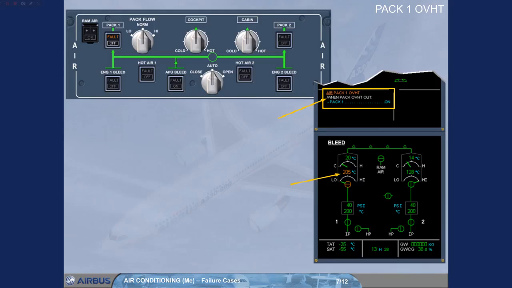Let's move on to the next step of the procedure, which is not an action but a condition line. We have to determine if the PEC overheat is out.